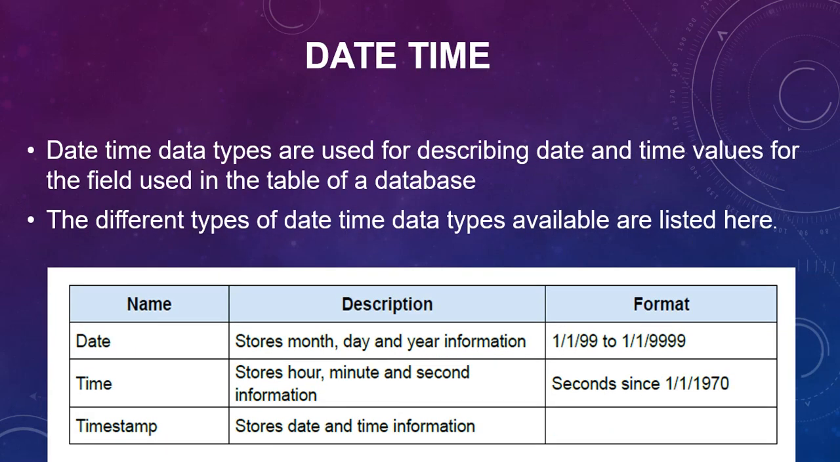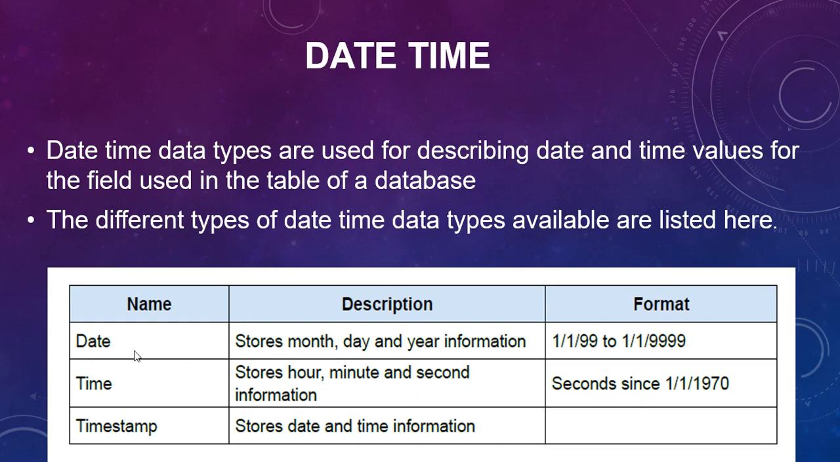The next data types are date time. Date time data types are used for describing date and time values for the fields used in the tables of your database. For example, if I give a field name like date of birth or date of joining, what kind of data types can we use? We can go to the date time data types. The different types of date time data types are date, time, and timestamp. These are the three types of data under date time data types.